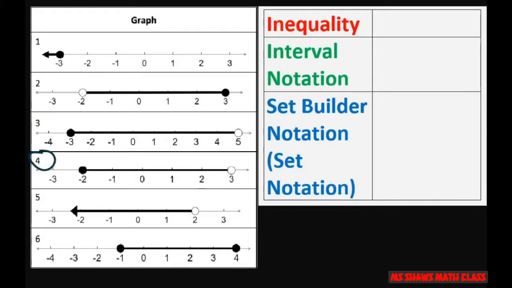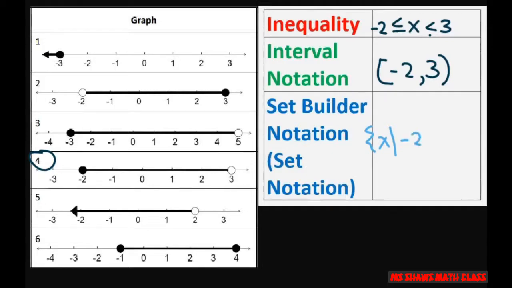Let's see what's going on there. So this one's going to be x is greater than or equal to -2, but less than 3. Then your interval notation, this means a bracket. Since there's no equal here, that's parentheses. So it's going to be -2, 3. And then set builder notation, just write x such that -2 is less than or equal to x is less than 3.